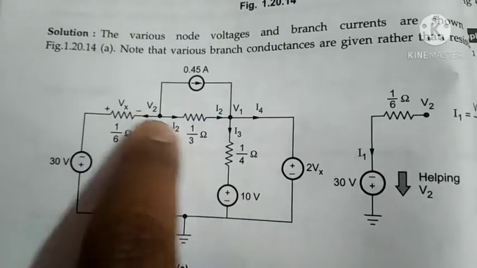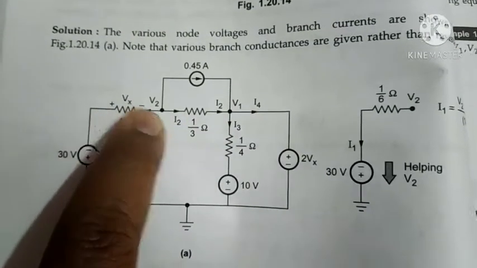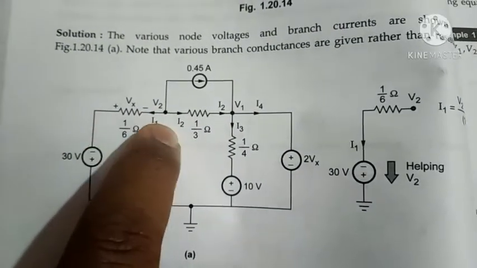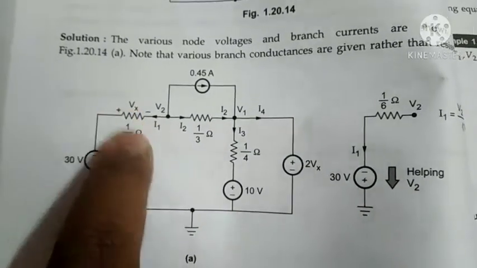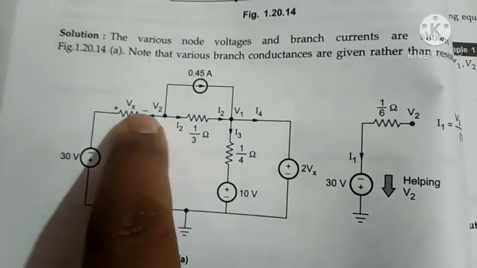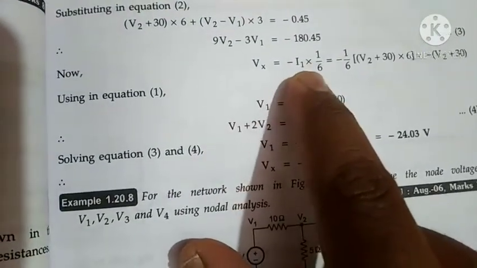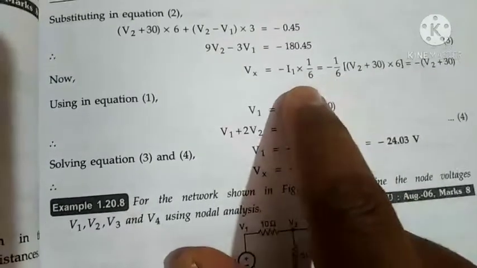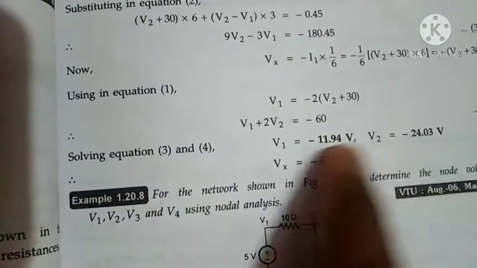Whenever the current passes, the entering end should be plus and the leaving end should be minus. But here it is opposite. So while entering here we got minus and afterwards plus. So the value of Vx is equal to minus I1 into 1 by 6. The value of I1, you know, they have just substituted the value.